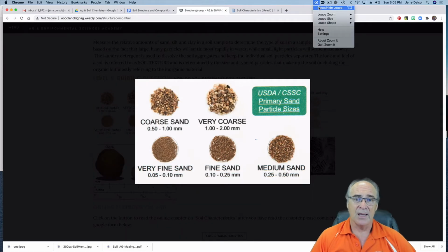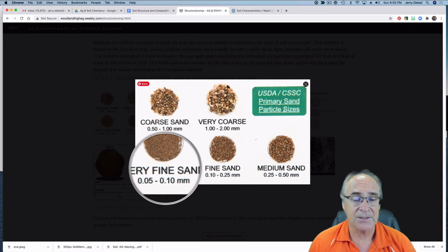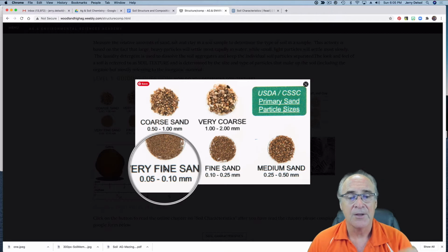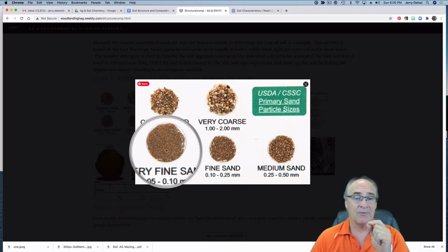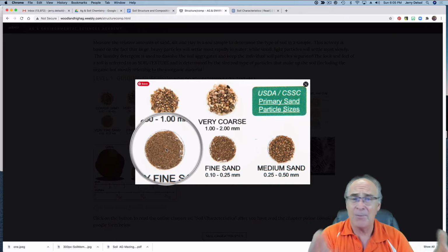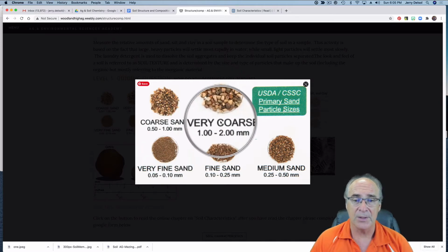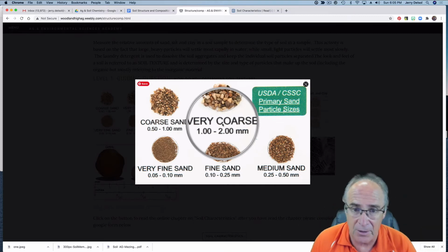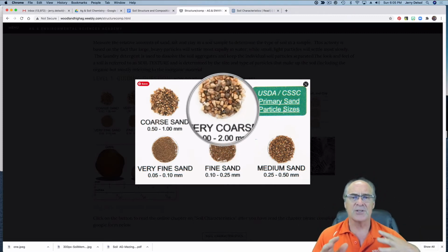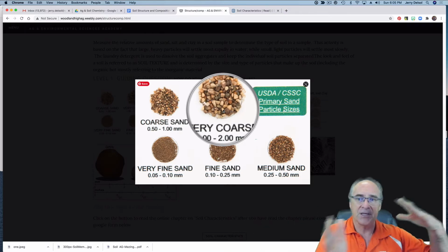To give you an idea of what's going on here, let's look at sand first, the sand particles. A sand particle is 0.05 to 0.10 millimeters. It's very fine. It's not microscopic, so you can still see the particles. The largest, gravel-size, would be very coarse, 1 to 2 millimeters, and obviously you can see those. So even though it's a sand particle, it varies in its size.